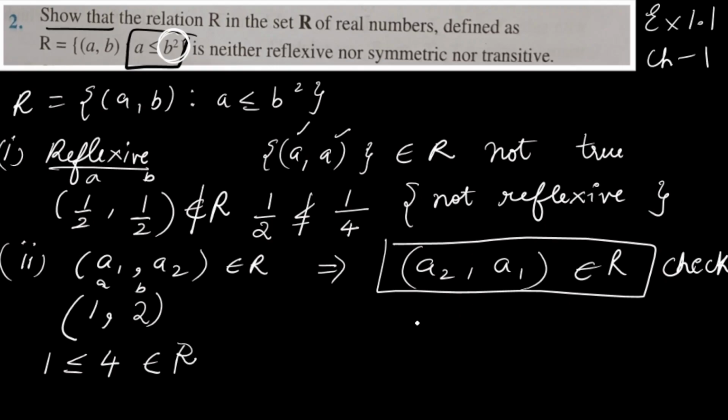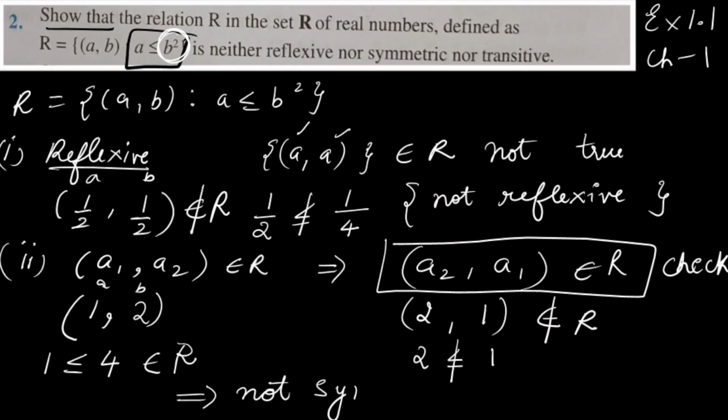But if I check the reverse, a2 is 2, so (2, 1). Is 2 less than or equal to 1²? 1² is 1, so this is not true, because 2 is not less than 1; 2 is more than 1. So I can say (2, 1) doesn't belong to the given relation, which implies this relation is not symmetric.